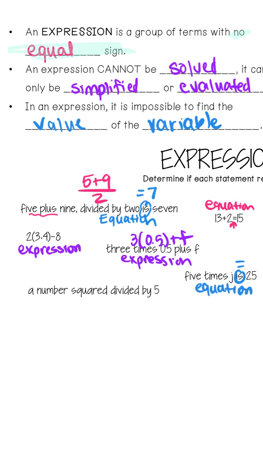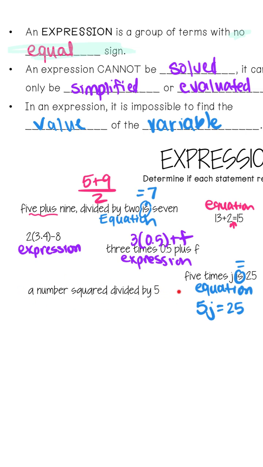Now, how would I write that? Because it says 5 times j, when I want to multiply a number and a letter, I would write that with that coefficient. So I would actually write 5j equals 25. You're not going to put a multiplication sign there. You're just going to take that number and that letter and squish them together.